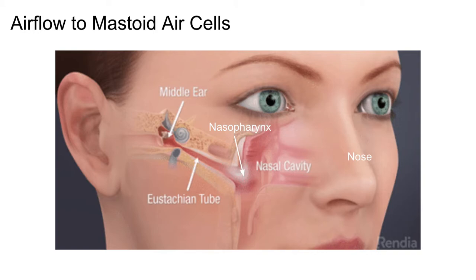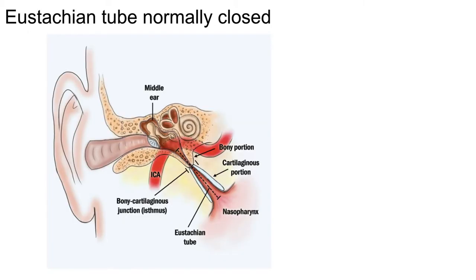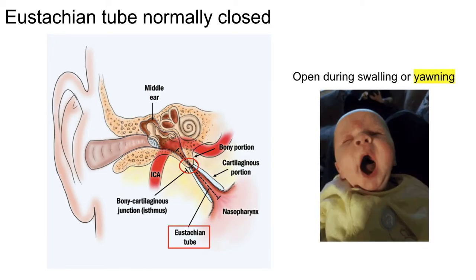Air from the outer environment can flow into the mastoid air cells through the nose. It begins with the air flowing into the nose through the nasal cavity to the nasopharynx, to the pharyngotympanic or eustachian tube, and then to the middle ear. Once in the middle ear, air can flow into the aditus, which leads into the mastoid antrum and finally to the mastoid air cells. The eustachian tube is normally closed but can open during swallowing or yawning.